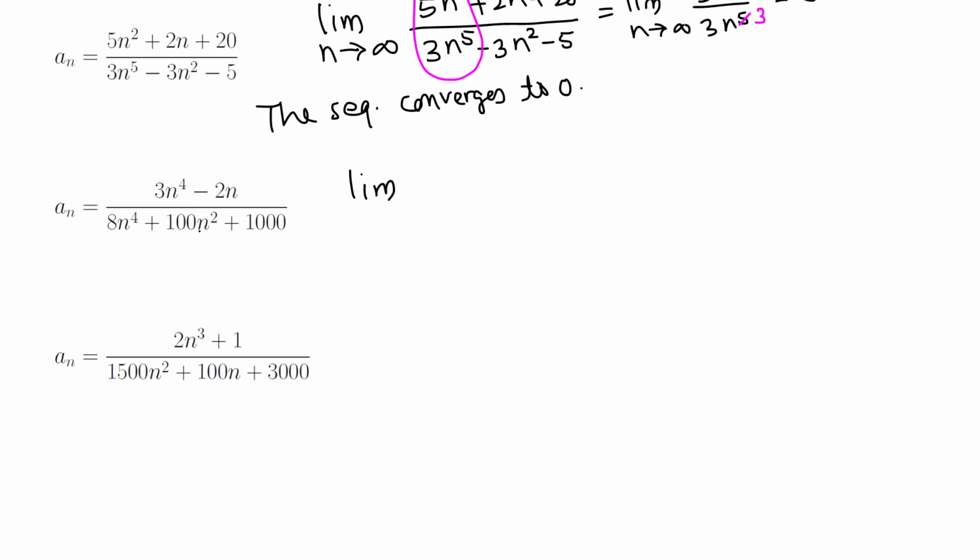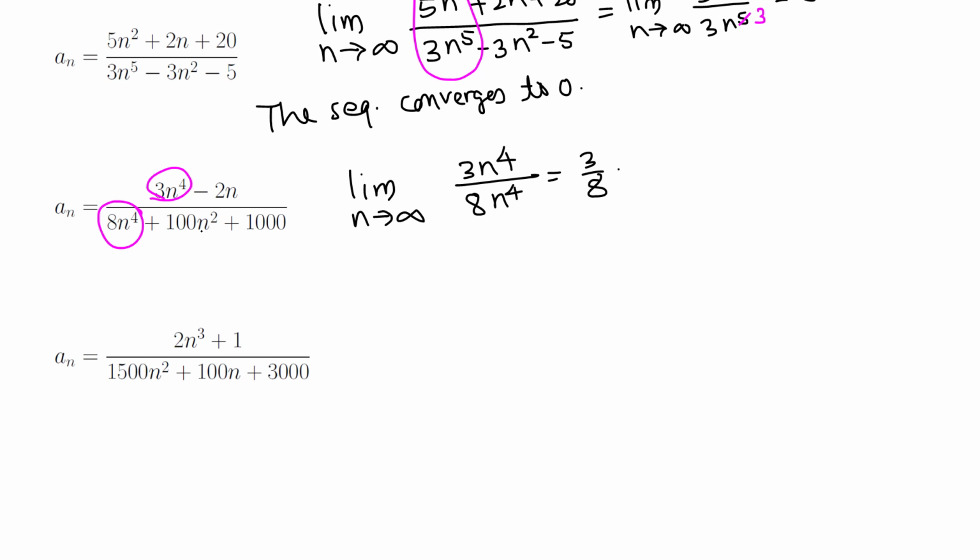In the same way, we can find the limit for the second question here. So the limit of this general term is just the limit of the leading term. So this one is leading. Leading means dominating term. That means highest exponent. So this limit is the same as 3n to the fourth over 8n to the fourth. The n to the fourth cancel, 3 over 8.